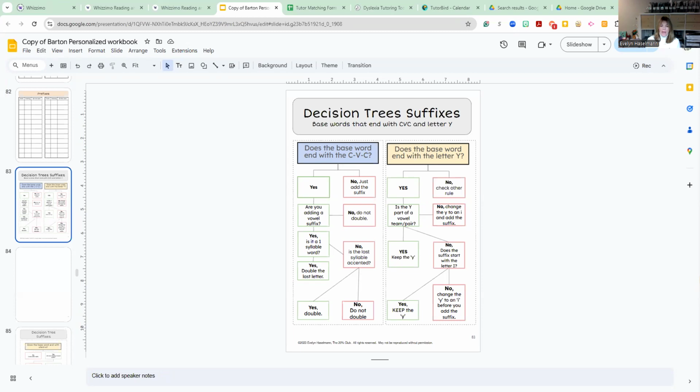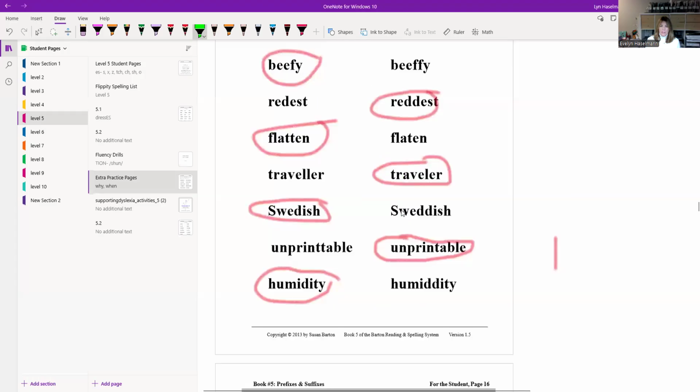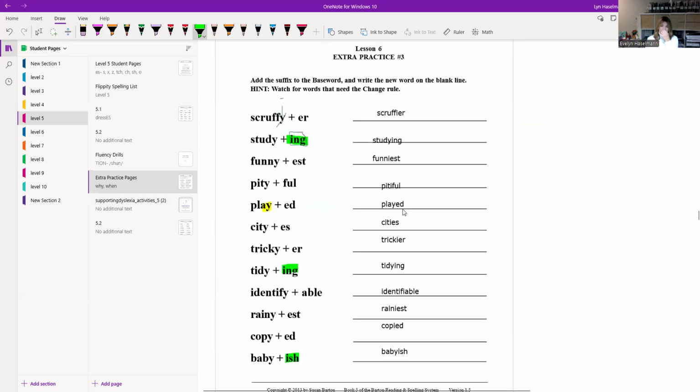All right, let's look at the practice work for this. We have: add a suffix to the base word, write a new word on the blank line. Hint, watch for words that need the change rule, which again, the two times we're not, is if the suffix you're adding has an I in it, or if there is a vowel team AY. Everything else you get changed. And then you also have to remember that when you're making something plural like city to cities, you're using the ES there.